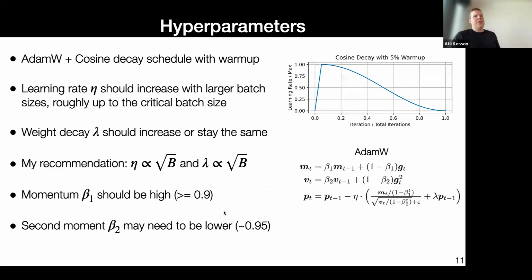Yeah, onto the hyperparameters. I still recommend the recipe that I described in the intro: AdamW, this optimizer shown here, plus a cosine decay schedule with warm-up, which can be 5% by default. It also works fine with large batches. But the hyperparameters actually change with batch size, and most of them have some sort of dependency on the batch size. The most important ones are the learning rate and potentially the weight decay.